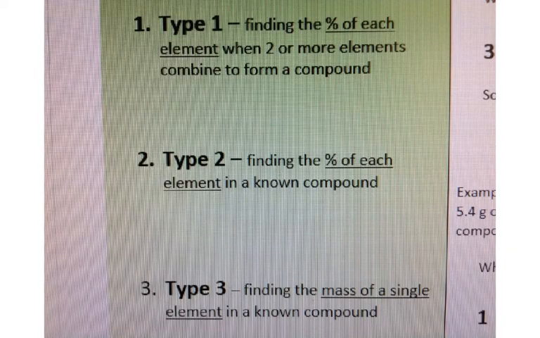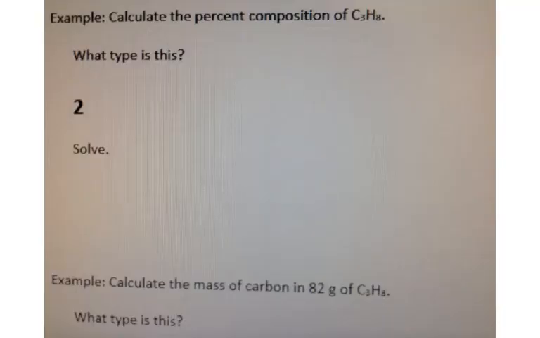There are three basic questions or types of percent compositions that we can ask. The first one is when we ask you to find the percentage of each element when there are two or more elements in a compound. The second type is when you have to find the percentage of each element in a known compound. And the third type is when you're finding the mass of a single element in a known compound. Okay? And once again, you're going to be setting up proportions for all of these. So let's go straight away and start doing some practice problems.